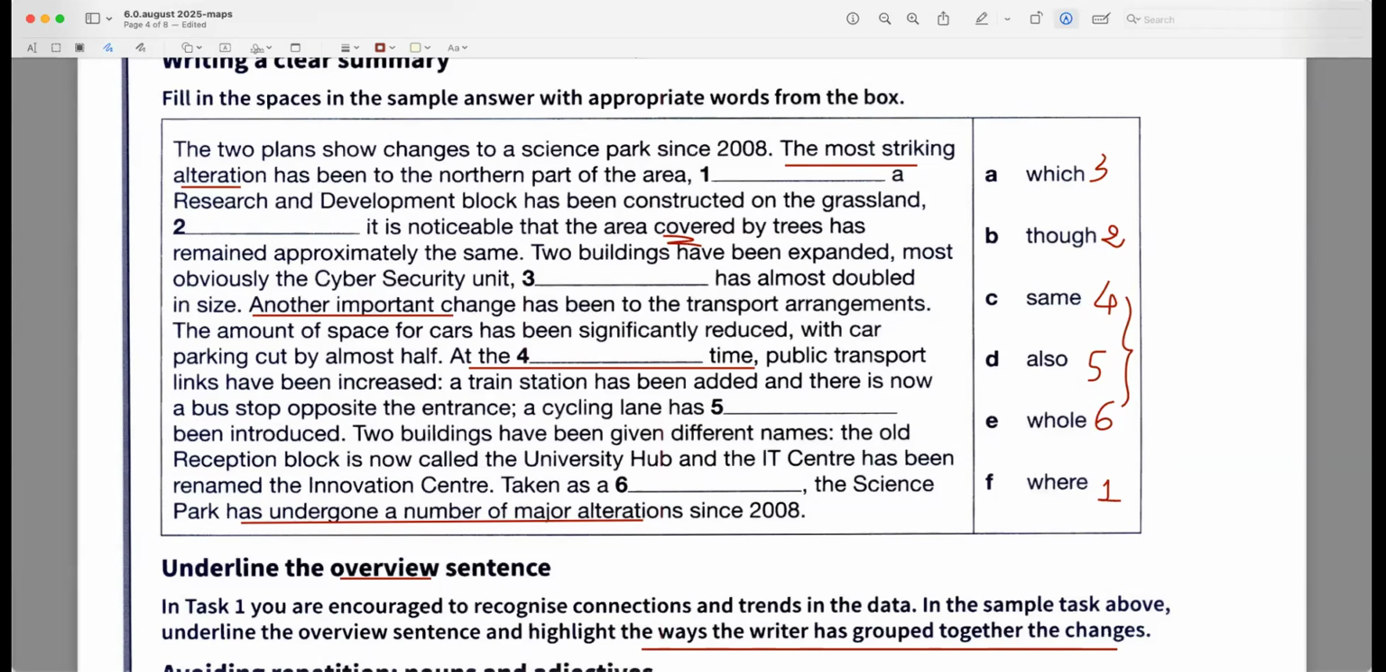Okay, let's see. Okay, 2 minutes for you to read the example again, especially the body, to find out the ways the writer has grouped together the changes. Okay, Mia. So after 2 minutes, did you find out the ways the writer has grouped the changes? So what do you think?